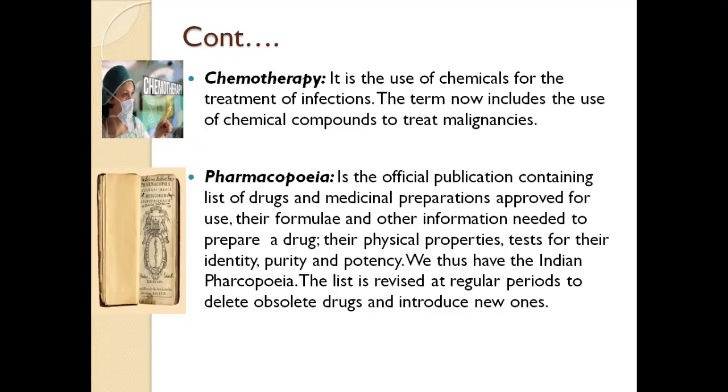So here what we mean by obsolete drugs are the drugs which we are no longer using, or because of their harmful effects those drugs should not be used. And what are the new drugs which can be used? Those are included in pharmacopoeia. So it is an official publication containing the list of all the drugs and medical preparations approved for the use.